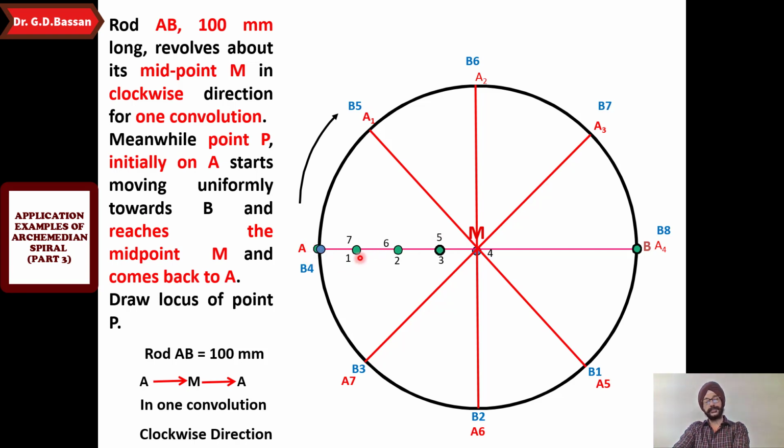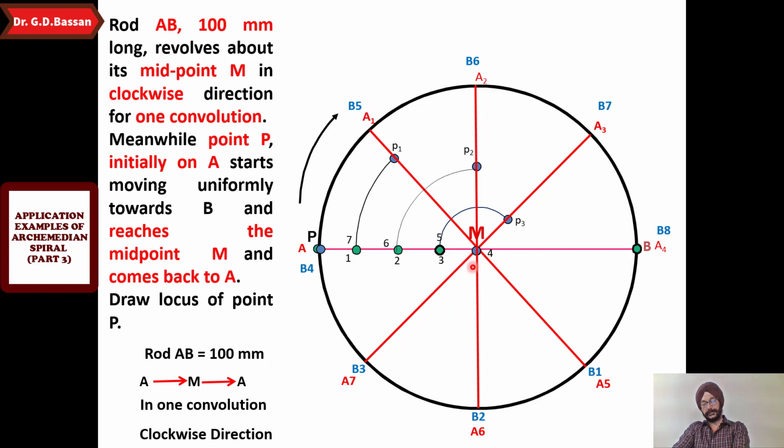Now the method is the same as for the Archimedes spiral. Take center at M, radius equal to M2, draw an arc which intersects MA1 at point P1. Repeat the same procedure up to point 4. From 2 we get P2, from 3 we get point P3, and point 4 will be the midpoint. Up to here the method is simple.